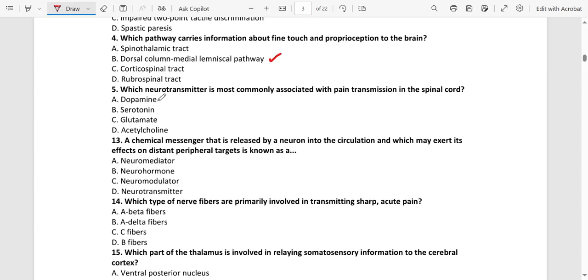Which neurotransmitter is most commonly associated with pain transmission in the spinal cord? Dopamine, serotonin, glutamate, acetylcholine. Anyone that wants to give it a try for this one? What do you think? Glutamate, excellent. So glutamate is the main excitatory neurotransmitter in the central nervous system. So if glutamate is released, there's going to be pain.